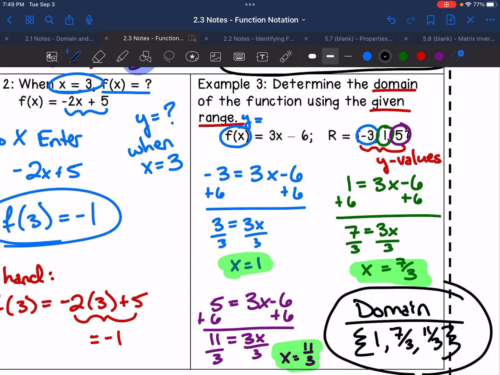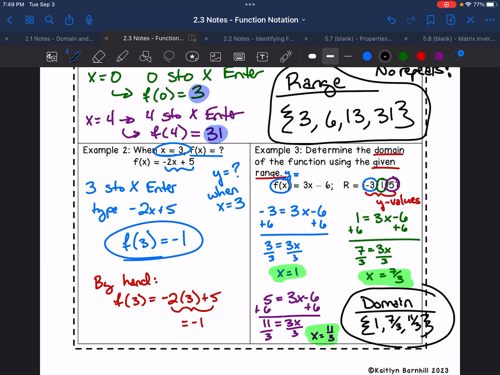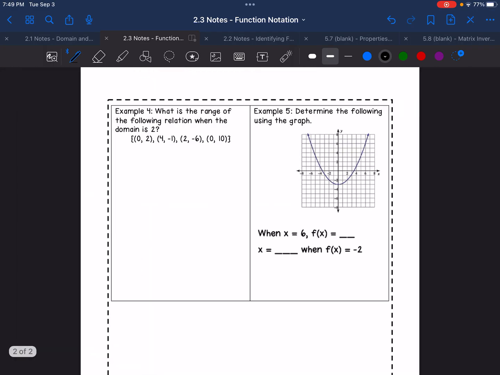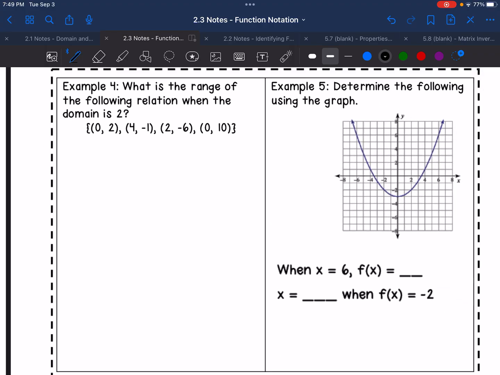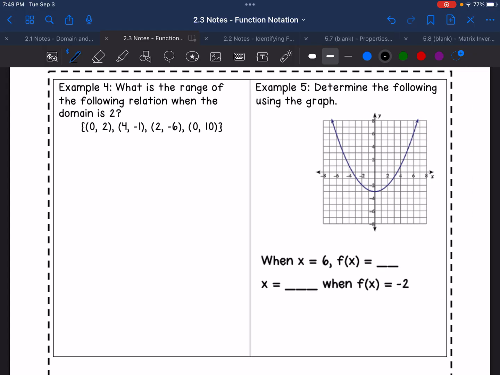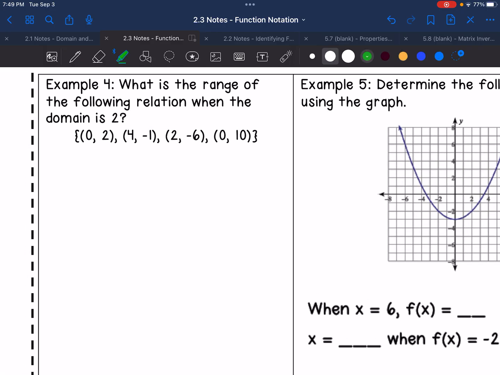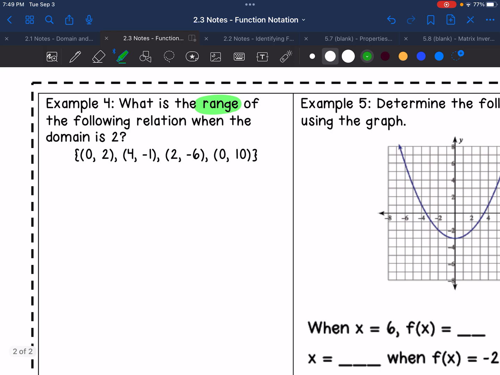So when they give you the range, you replace the y, and then you've got to solve for x. If they give you the domain, you just plug it in for x and use that to find your y, to find your range. All right, so now here's some special cases. This is when they give you graphs or sets of ordered pairs. This does happen occasionally. So number 4 says, what is the range? So remember, they're asking, what does y equal?